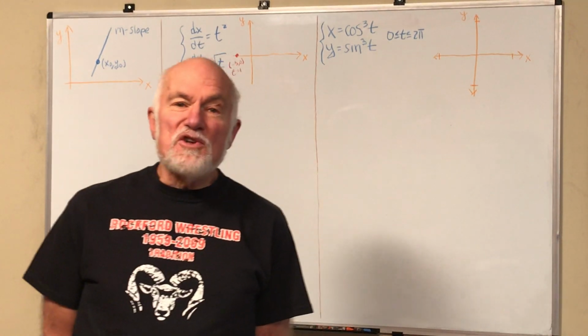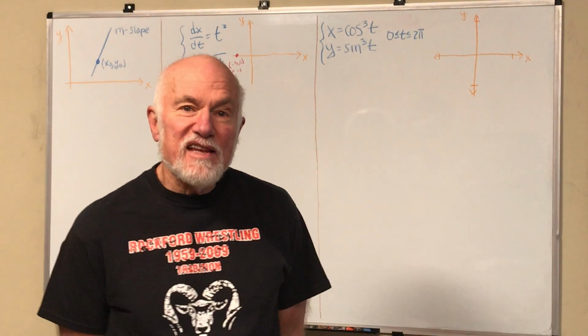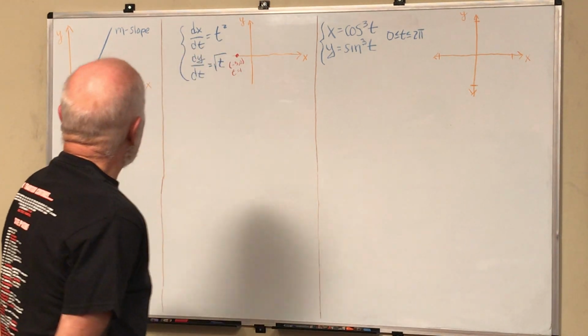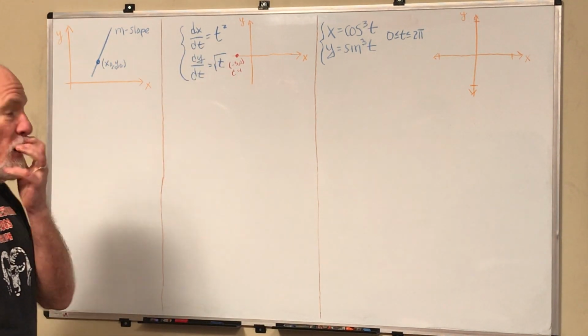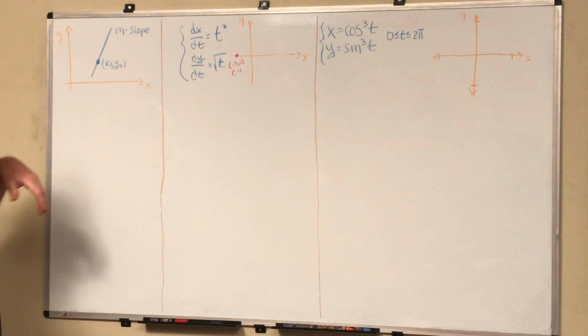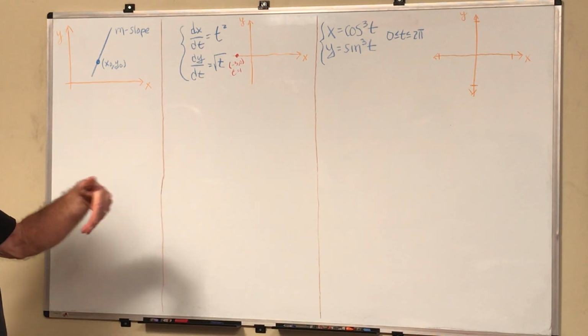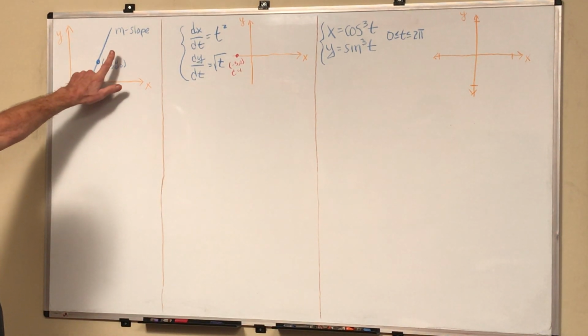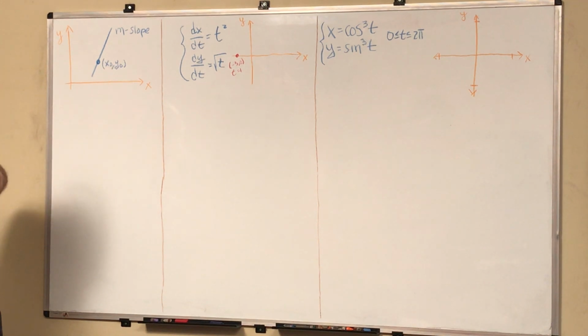We're going to continue to talk about parametric equations today. So I have a few examples. One thing we really didn't talk about is more complicated parametric equations. What if you just wanted to write a straight line in parametric equations?